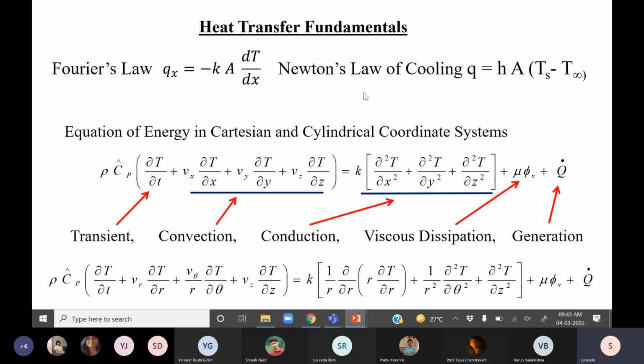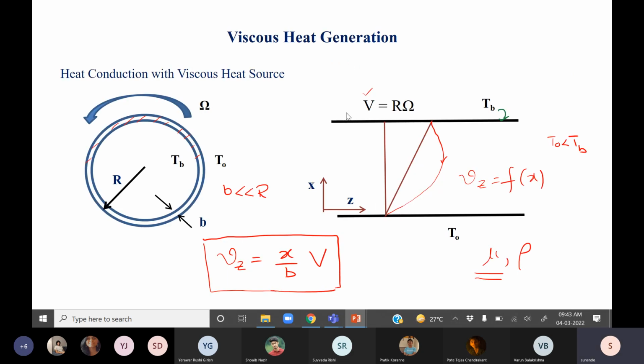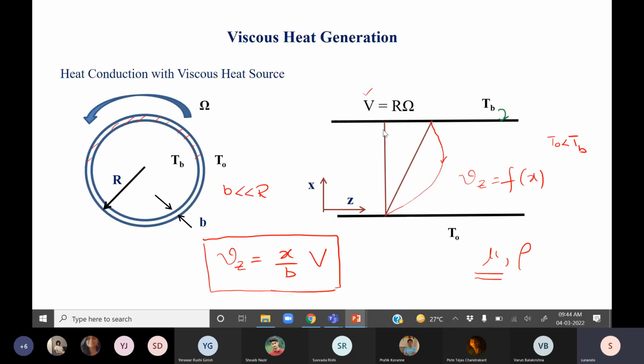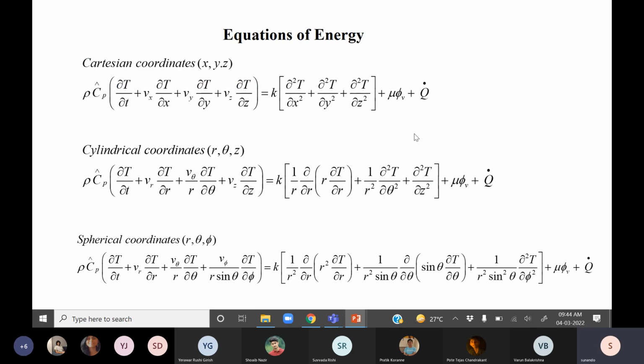T is a function of x. So the first term would be present over here, and one term due to mu times phi v, which we have identified. These two terms are going to remain in the equation of energy. There is no additional heat generated apart from what you have already accounted for in the form of viscous dissipation. So one term is viscous dissipation and one term refers to conduction in the x direction for the figure which we have drawn. That would constitute my governing equation.